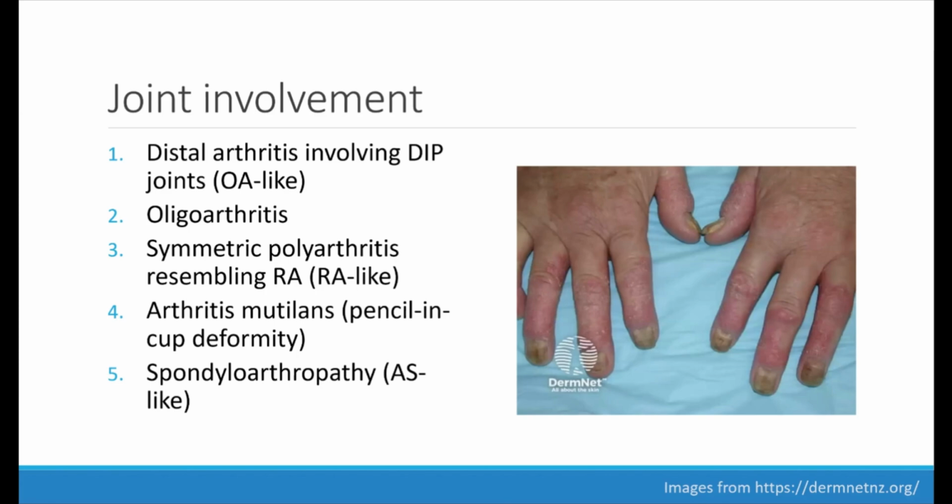Joint involvement comes in 5 patterns. Distal arthritis involving your DIP joints, distal interphalangeal joints, also easily remembered as OA or osteoarthritis-like. Next, oligoarthritis, symmetric polyarthritis resembling rheumatoid arthritis or RA-like, arthritis mutilans, which results in a pencil-in-cup deformity, as well as spondyloarthropathy, which is an ankylosing spondylitis-like subtype of the joint involvement.